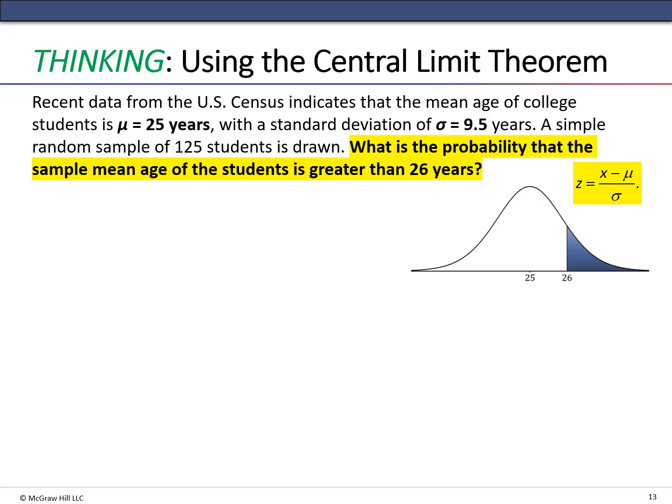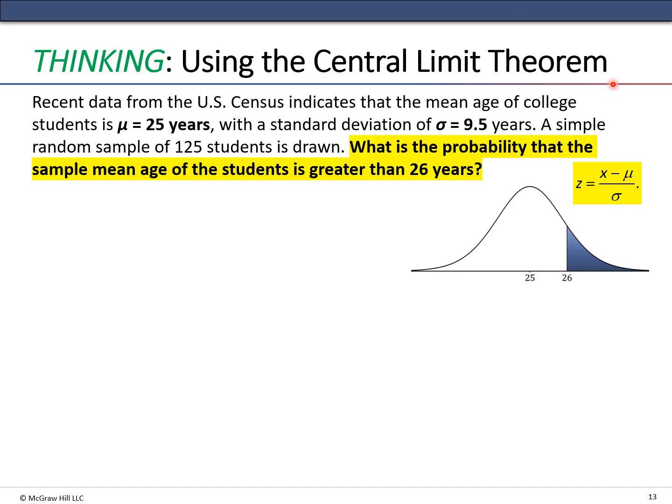So let's try another problem here. Let's see this central limit theorem working and see if you can calculate this. Recent data from the U.S. Census indicates that the mean age of college students is 25 years, with a standard deviation of 9.5 years. A simple random sample of 125 students is drawn. What is the probability that the sample mean age of the students is greater than 26 years?